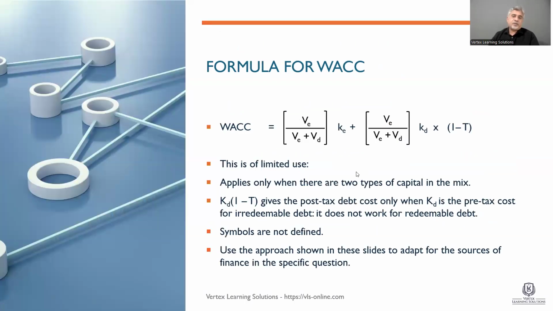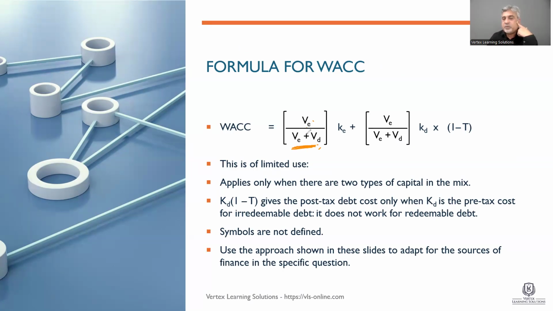And this is the formula. Okay, so it's a very simple formula. It might look difficult, but trust me, this is the easiest of all. So this is the market value of equity divided by value of equity plus value of debt. So this is the total capital.